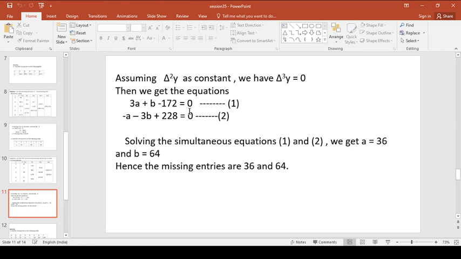So we equate these two equations to 0, and as these are simultaneous equations, solving them we get A equal to 36 and B equal to 64. That is, the missing entries are 36 and 64.